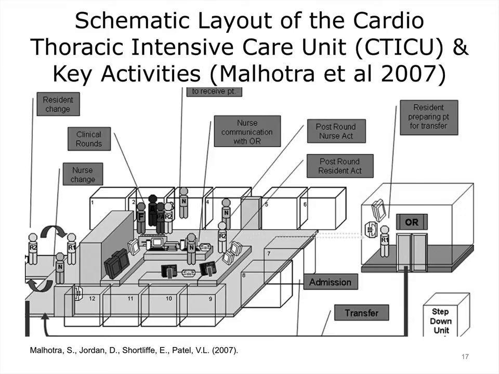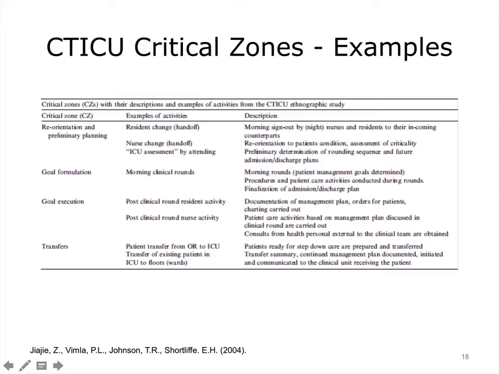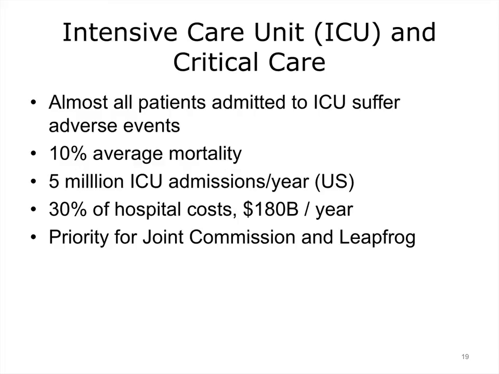This slide shows the layout of a cardiothoracic ICU and the key activities that take place there, with the roles of the actors. These are examples of critical zones, the activities that take place in them, and a description. The ICU is a place with a large number of adverse events and 10% average mortality. There are 5 million ICU admissions per year in the U.S. ICU admissions account for 30% of hospital costs, totaling $180 billion a year.